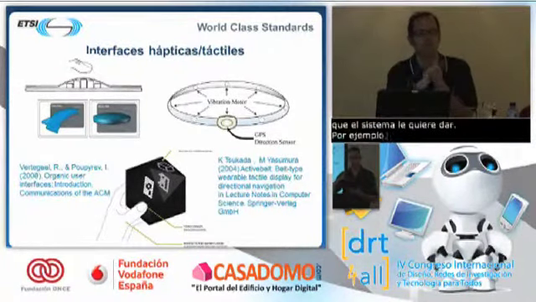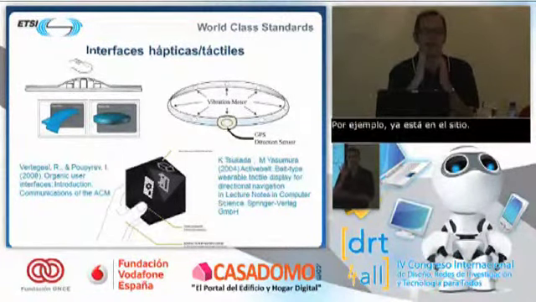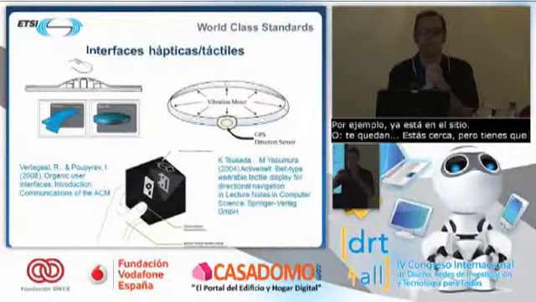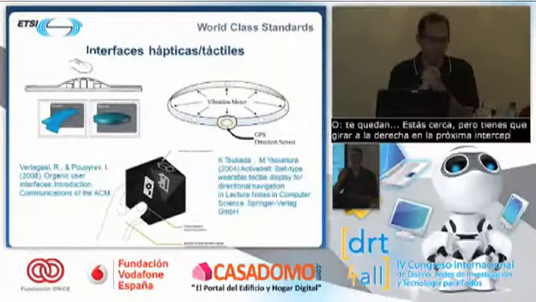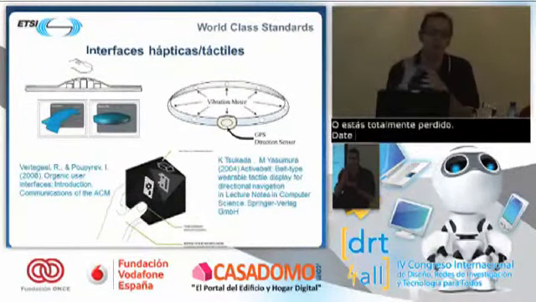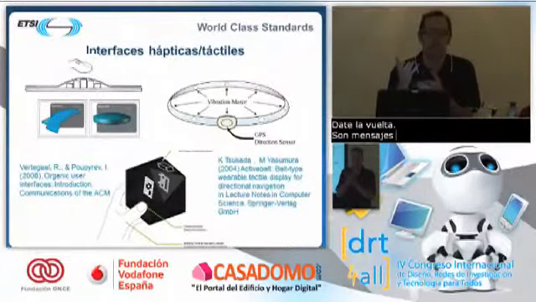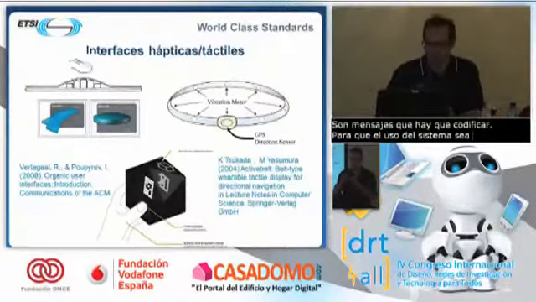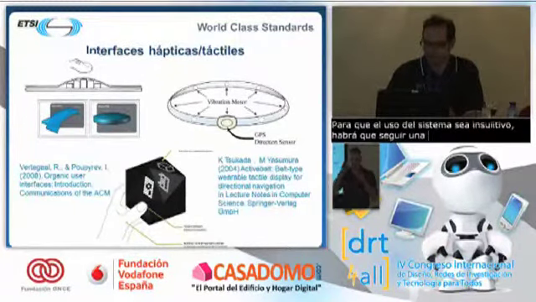For example, when it's telling you you've arrived or you're near, but you have to turn right at the next crossroads, or you're completely lost, turn around and go back. So these messages have to be coded in order for the system to be intuitive for users. And to achieve this, certain standards have to be established.